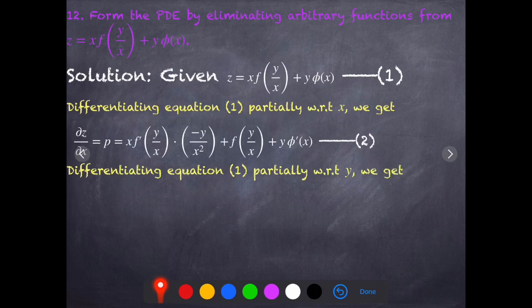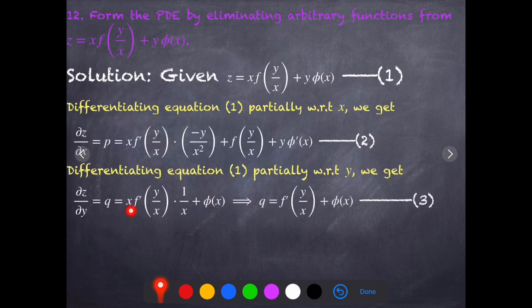Now differentiating 1 partially with respect to y, we get q is equal to x into f dash of y by x. Okay, x is a constant. Keep 1 by x as a constant and differentiation of y is 1, phi of x is a constant, keep it as it is, and here x and x get cancelled, we'll get q is equal to f dash of y by x plus phi of x.